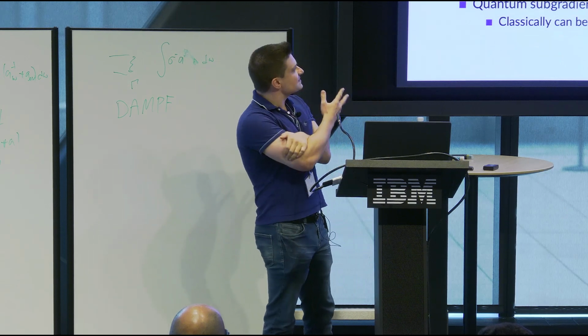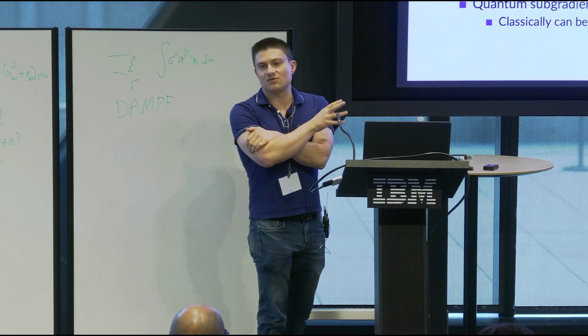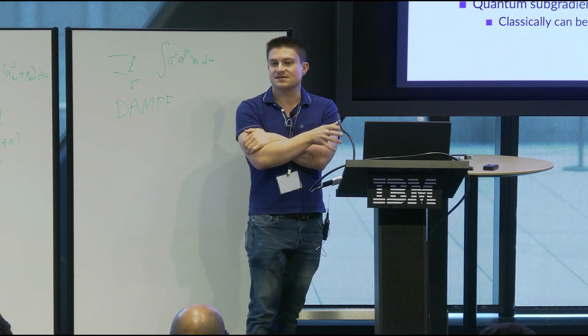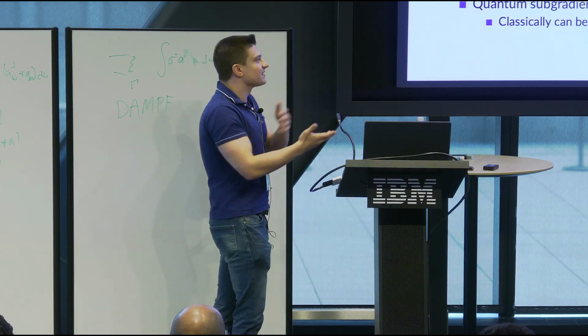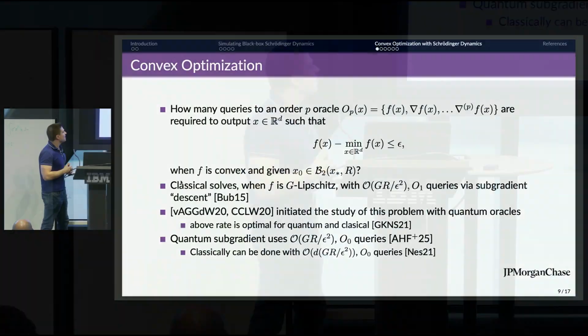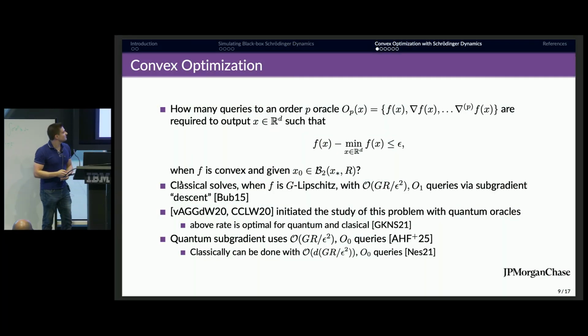But the important point is that the classical algorithm is using first order access. It is given access to subgradients. But what if we were given only zeroth order access? It is known that recently the quantum subgradient algorithm, which uses Jordan's gradient computation algorithm, can achieve the same rate but with zeroth order queries. Classically, however, it is only known to do this with a d dependence.